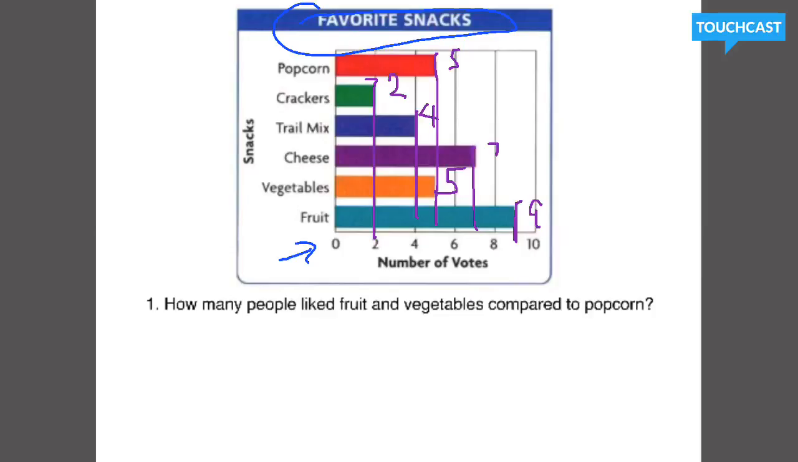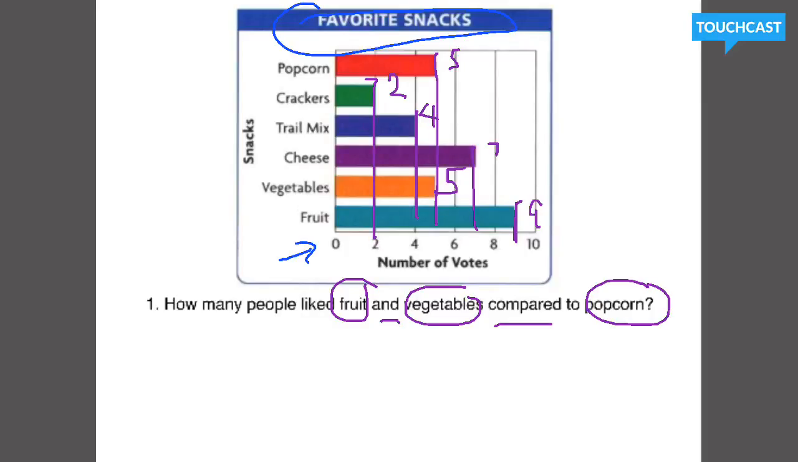Alright, let's mark up this problem. How many people liked fruits and vegetables compared to popcorn? I would like you to pause this video now and try to solve. There are 3 numbers, so you should have 2 steps. Good luck.